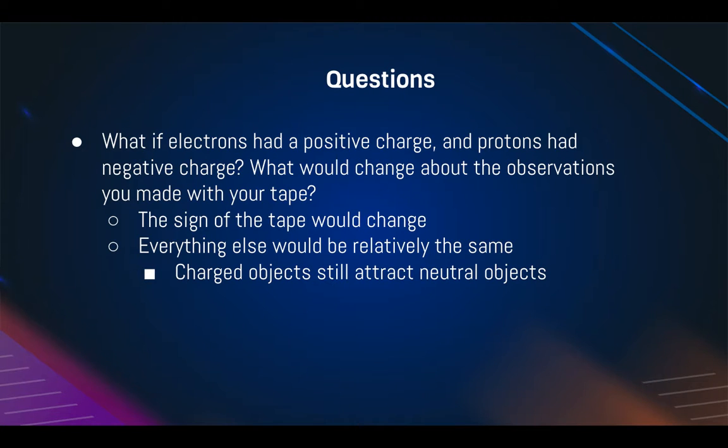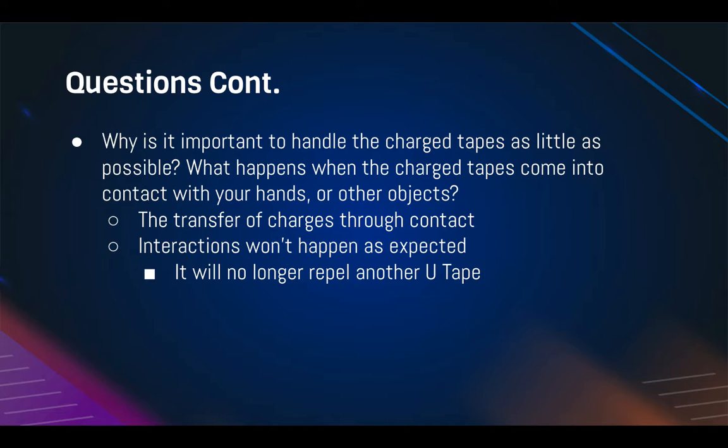So if the electrons had a positive charge and protons had a negative charge, for me, the sign of the tape would change within the experiment, but all the interactions should remain the same since everything switched signs, so everything should still be the same, and charged objects still attract neutral objects.